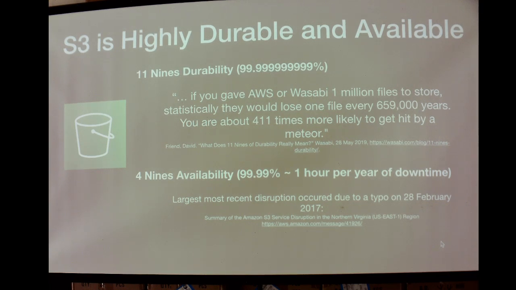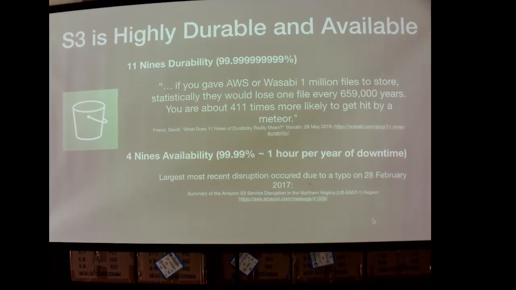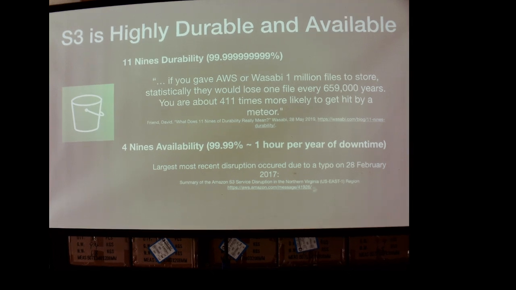And then on the other side, your file has to be there, but then you also have to be able to access your file. AWS has 4 nines of availability for accessing your file. That's about 1 hour per year of downtime. And the largest, most recent disruption that really personally affected me was due to a typo when one of the software engineers was typing in a command that took down all of US East 1 region. And that was back in February 2017.